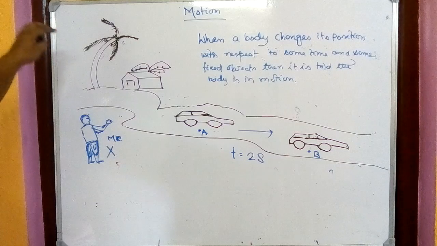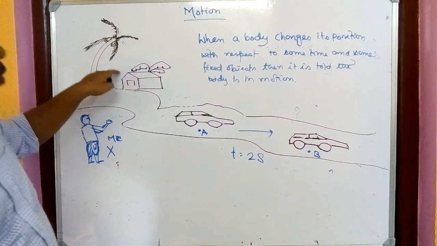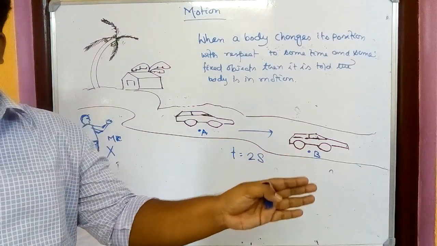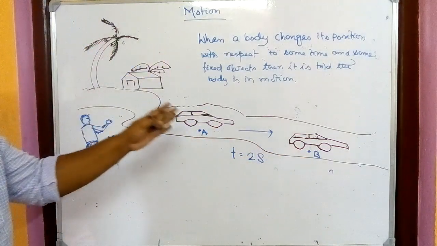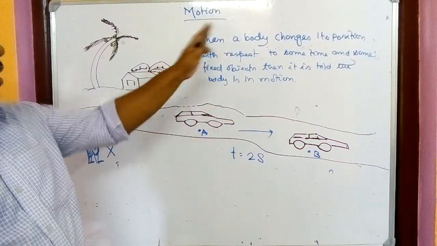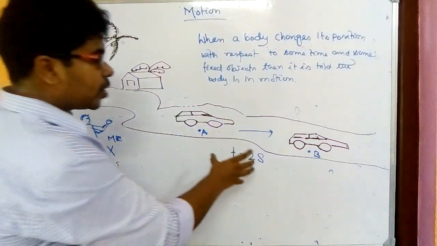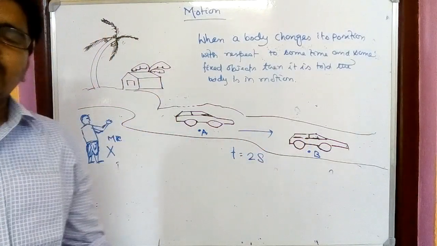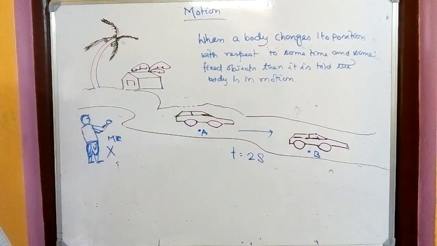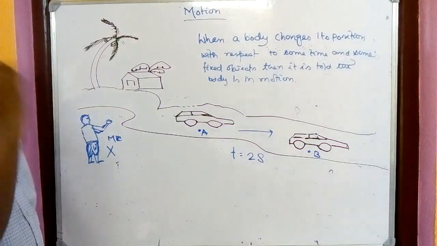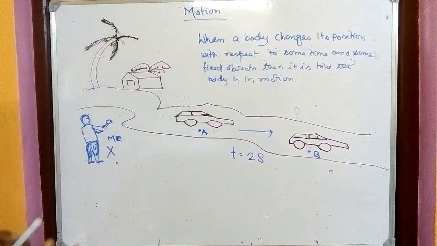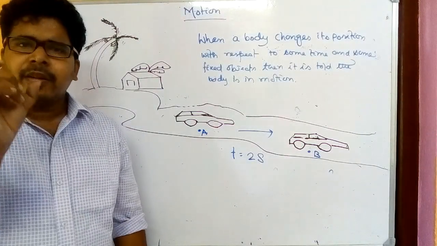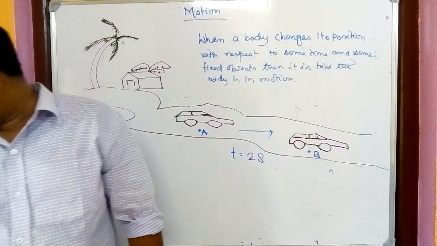So we can say with respect to the tree, with respect to the house, with respect to the man, the car is changing its position. So we can say the car is in motion. So that is the definition we have written. With respect to some time and with respect to some fixed objects, when a body changes its position, then it is told that the body is in motion. Next thing, when we are talking about motion, parallelly another concept has come, that is rest. What is rest?